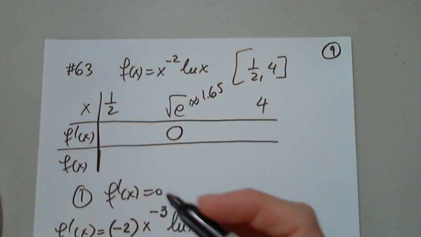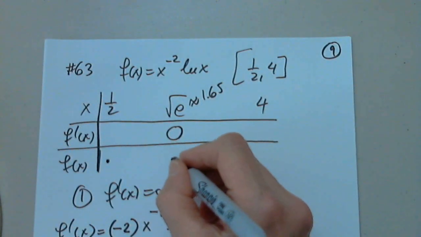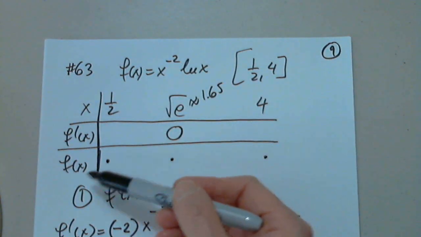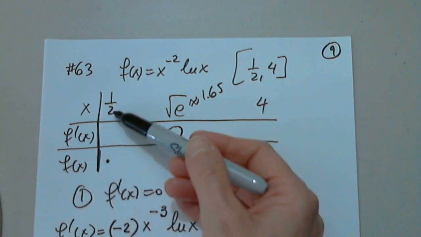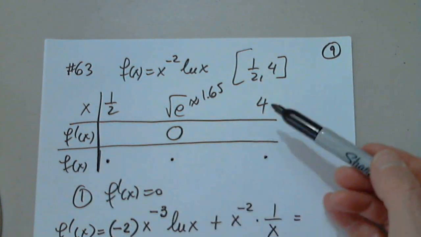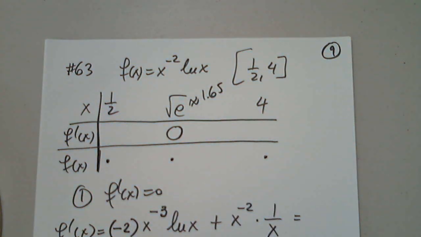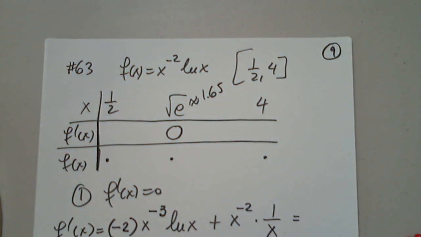So the final step here, I have to study the sign. And of course, I shouldn't say the final, I have to find these values. I have to plug in 1/2 in the function and get this value for f of x, f of 1/2, f of the square root of e, and f of 4. So now I can do this without a calculator. I'm going to share my screen and put in the function.